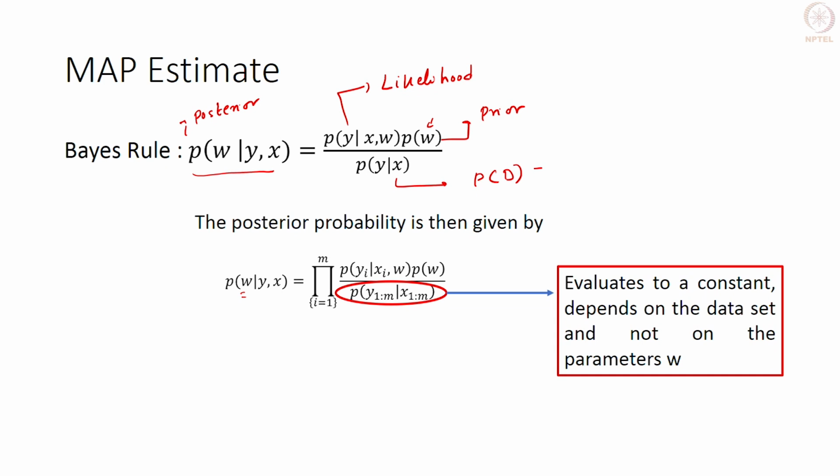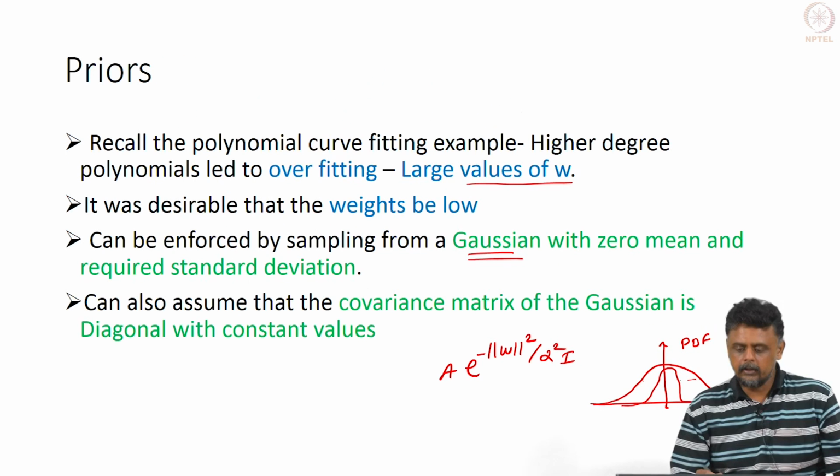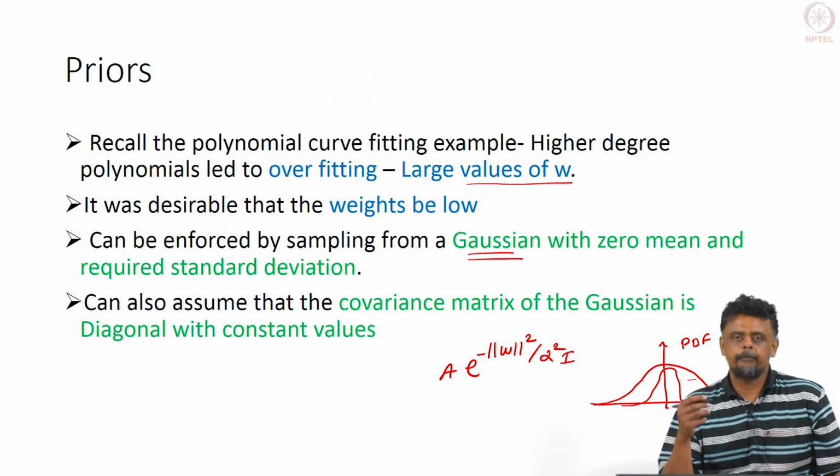Now, we saw that by taking the log likelihood, if the likelihood function is modeled as a Gaussian, the log likelihood leads to the least squares loss function. And that is what causes overfitting in many of our problems. By looking at the posterior, we have this prior term, which is multiplicative, and we can impose any kind of prior on it. It has to be a probability distribution.